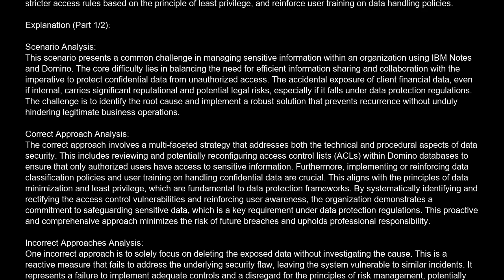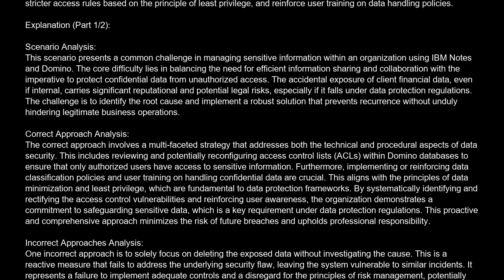Furthermore, implementing or reinforcing data classification policies and user training on handling confidential data are crucial. This aligns with the principles of data minimization and least privilege, which are fundamental to data protection frameworks. By systematically identifying and rectifying the access control vulnerabilities and reinforcing user awareness, the organization demonstrates a commitment to safeguarding sensitive data, which is a key requirement under data protection regulations. This proactive and comprehensive approach minimizes the risk of future breaches and upholds professional responsibility.